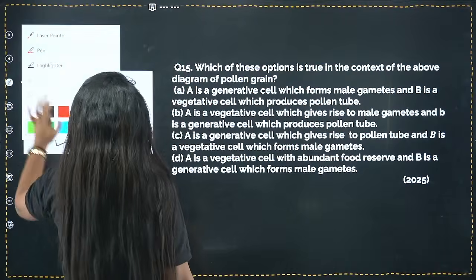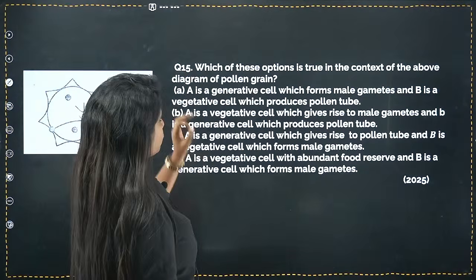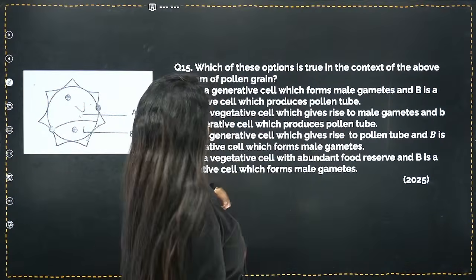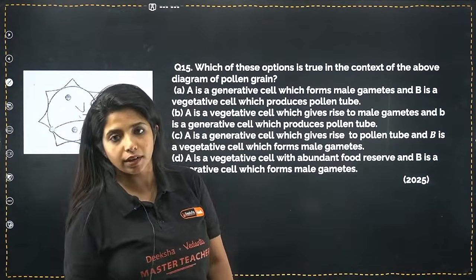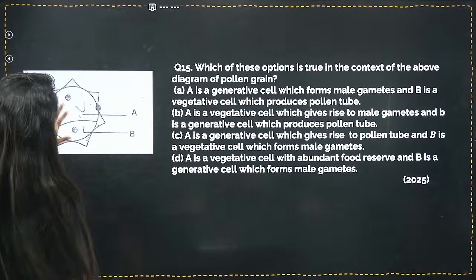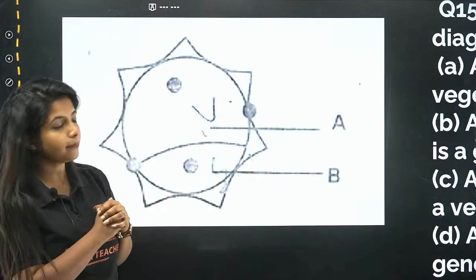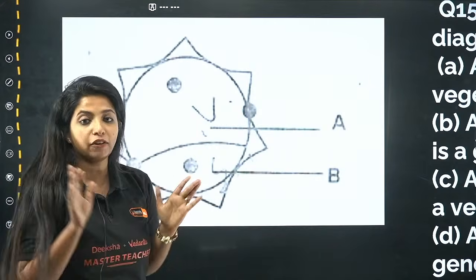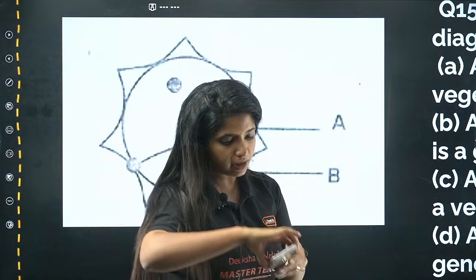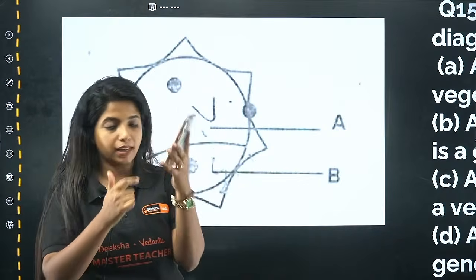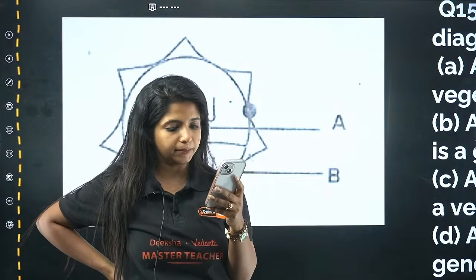Now next question that we have, question number 15. Which of these options is true in the context of the above diagram of the pollen grain? So first of all, look at the above diagram of the pollen grain. Everyone, look, I'm not giving you the options. Look at this particular diagram. What is A and what is B? First tell me that here. Okay, first tell me what is A and B over here in the live chat session. Then we'll go ahead.